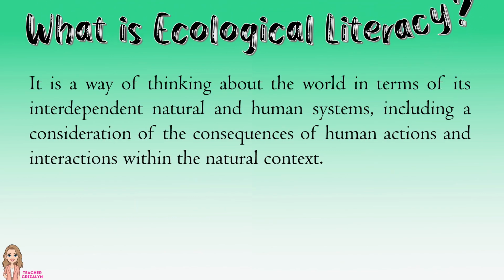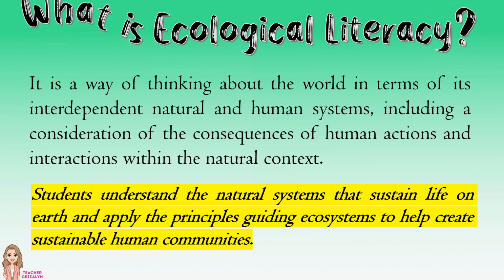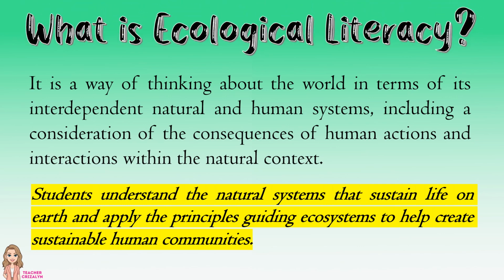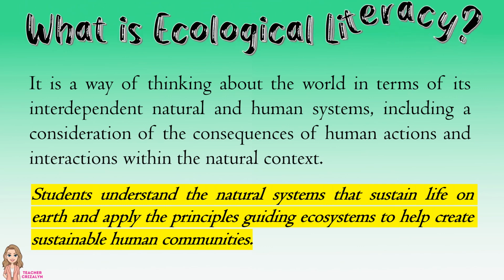It is also a way of thinking about the world in terms of its interdependent natural and human systems, including a consideration of the consequences of human actions and interactions within the natural context. Students understand the natural systems that sustain life on Earth and apply the principles guiding ecosystems to help create sustainable human communities. Ecological literacy equips students with the knowledge and competencies necessary to address complex and urgent environmental issues in an integrated way, and enables them to help shape a sustainable society that does not undermine the ecosystems upon which it depends.